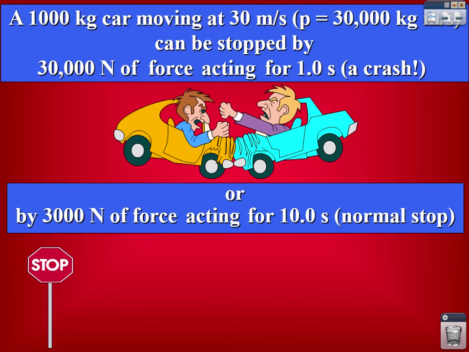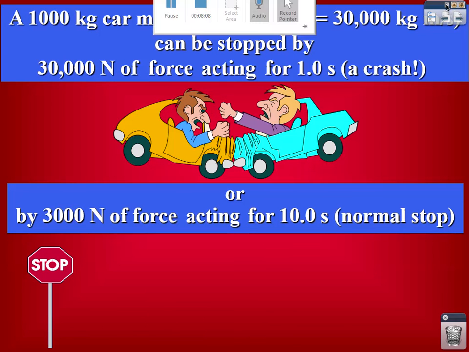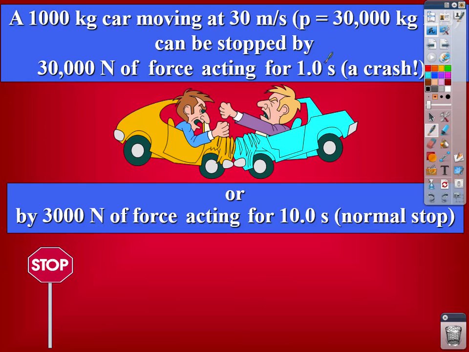A 1,000 kilogram car moving at 30 meters per second can be stopped by a 30,000 newton force acting for 1 second. How did we figure that out? 1,000 times 30 is 30,000. That's what's stated at the very top there. 1,000 times 30, mass times velocity, is 30,000 kilogram meters per second. I want to change that momentum to a stop, which means p equals 0. If you're not moving, you have no velocity, you have no momentum. I can change that by doing 30,000 times 1 second.